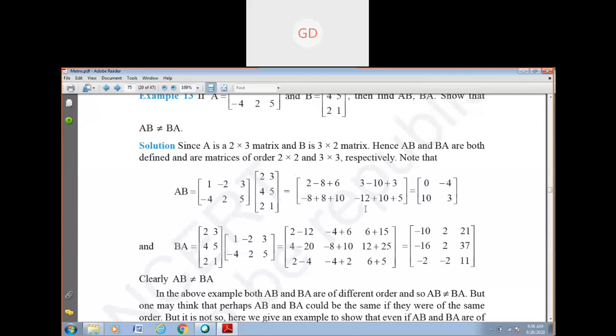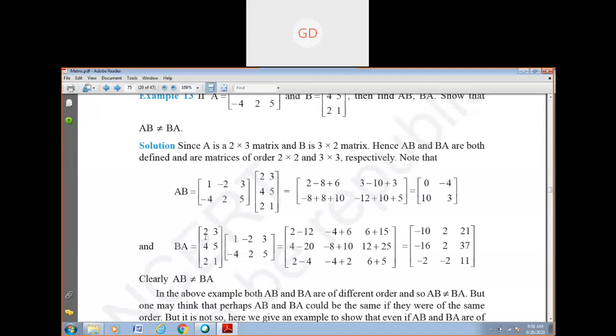Now we perform this multiplication the reverse way. That means B into A. B is the first matrix and A is the second matrix now. Let's see what happened. Now see B: here the number of columns is 2 and the number of rows is 2. That means we can go ahead for multiplication.